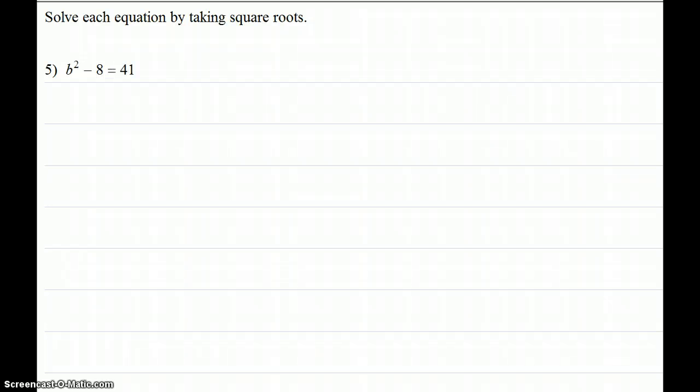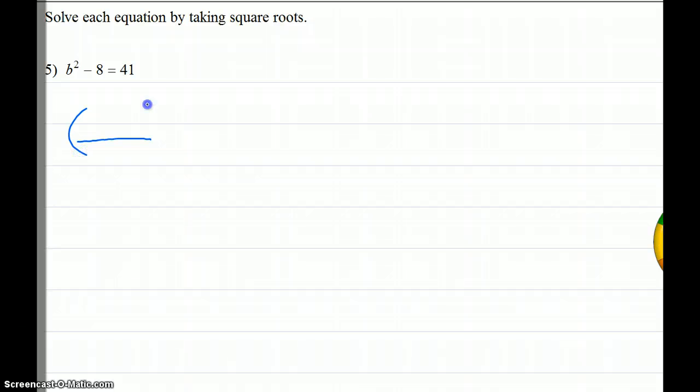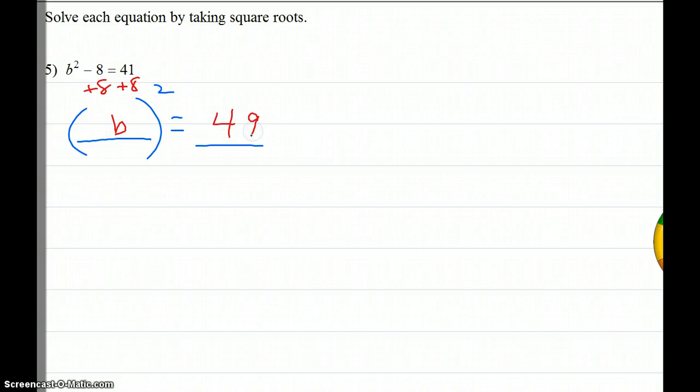Now, just like equations, sometimes they get a little bit more difficult. So you can see here that I actually have b squared minus 8 equals 41. Before we can take the square root of both sides, you want to get it into some variable squared equal to some other number. Before you can take the square root, it must be in this form. I can get that with one simple step: add 8 to both sides. When I do that, I'll get b squared equals 49.